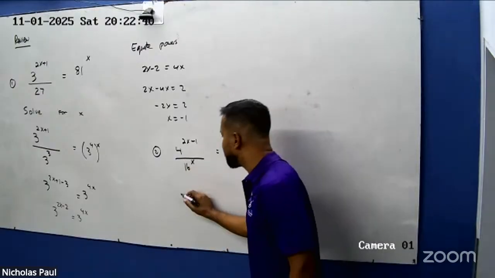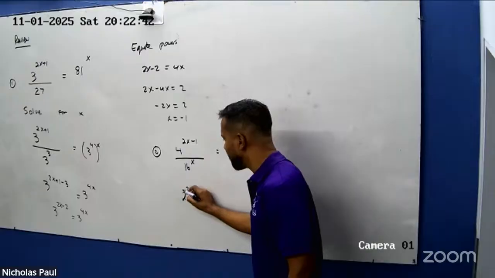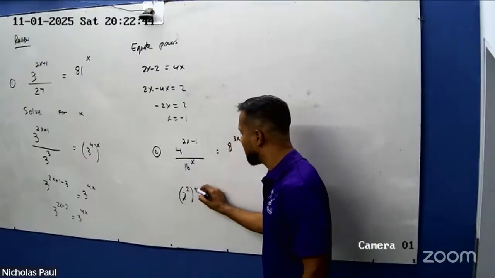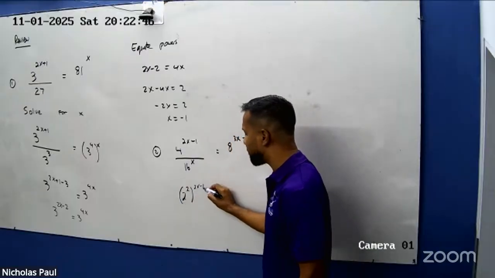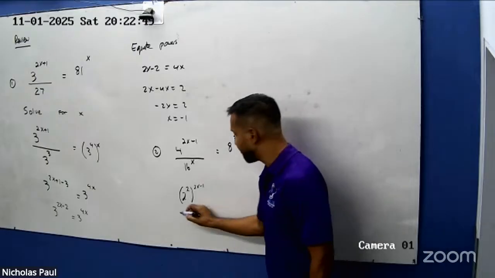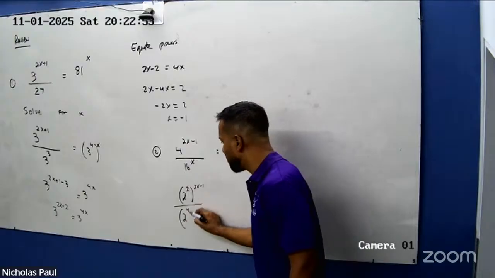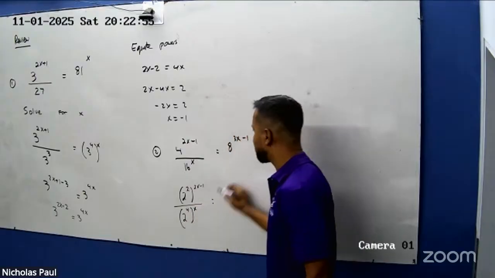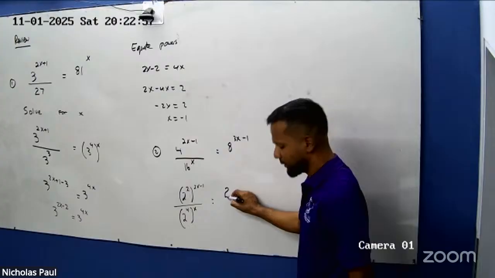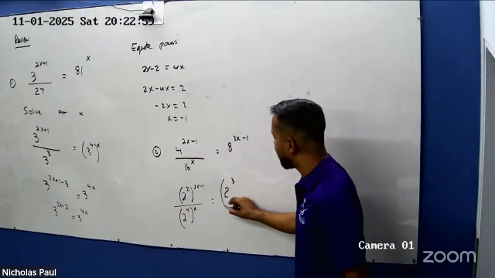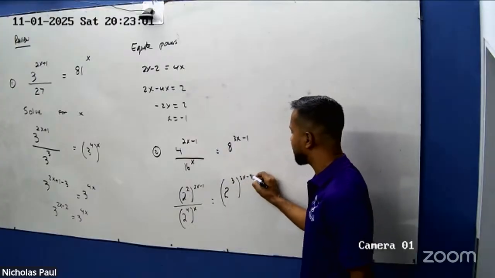So 4 is what? 2 squared. Notice I put my little brackets. Then I write back 2x minus 1. That's okay. 16 is what? 2 to the power of 4 by x. And here 8 is what? 2 to the power of 3 by 3x minus 1.